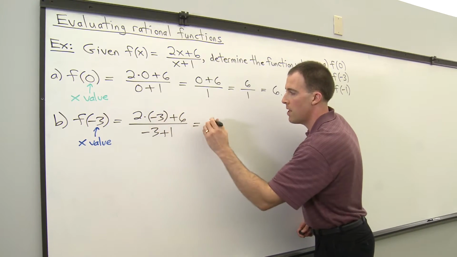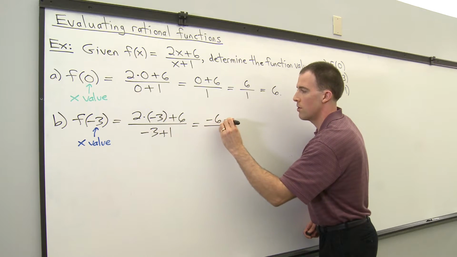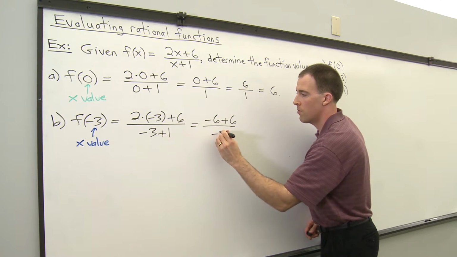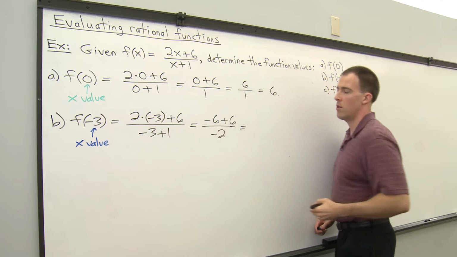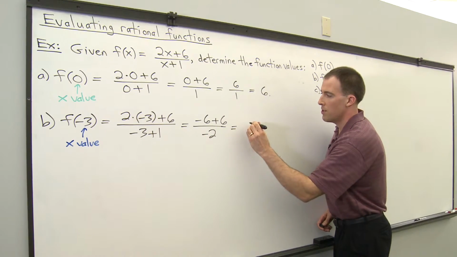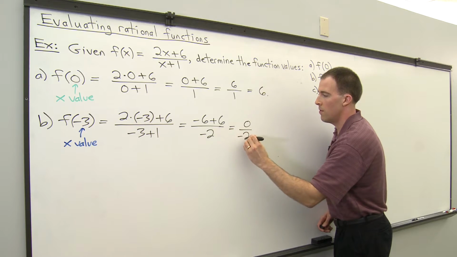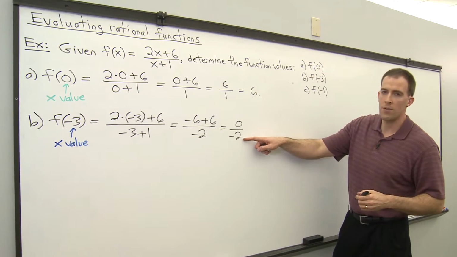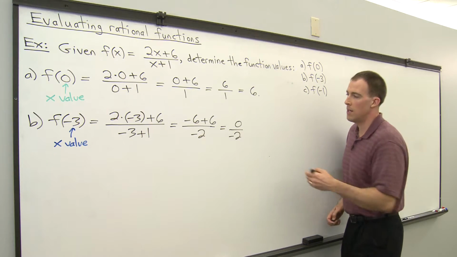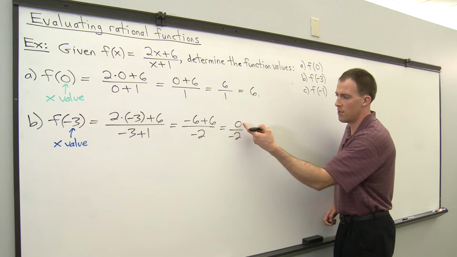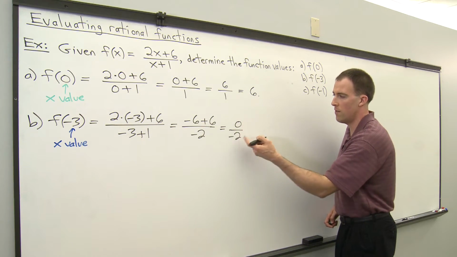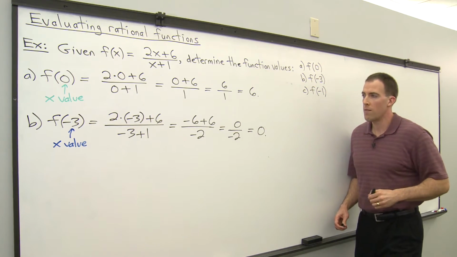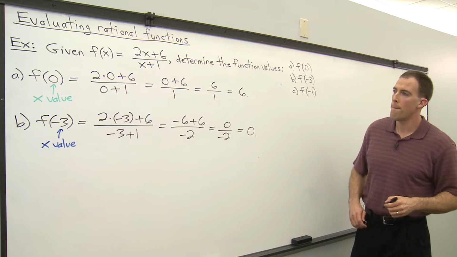2 times negative 3 in the numerator is negative 6, so we've got negative 6 plus 6, and then negative 3 plus 1 is negative 2 in the denominator. Negative 6 plus 6 is 0, so we've got 0 divided by negative 2. And 0 divided by any non-zero number is always 0. It doesn't matter what the denominator is, as long as it's anything non-zero. So f of negative 3 is 0.